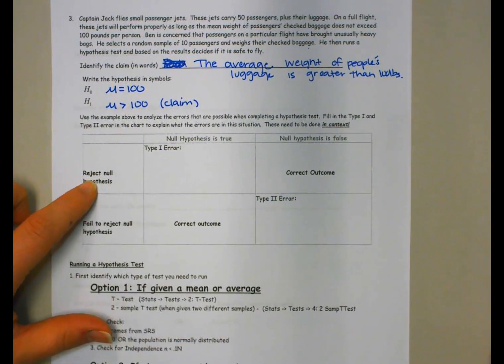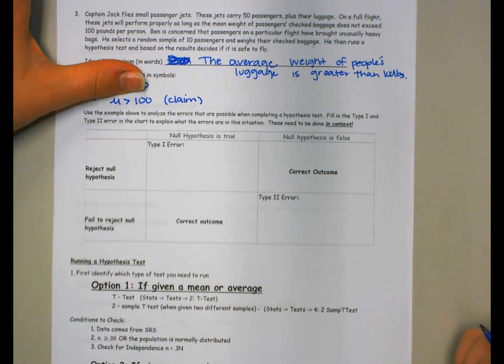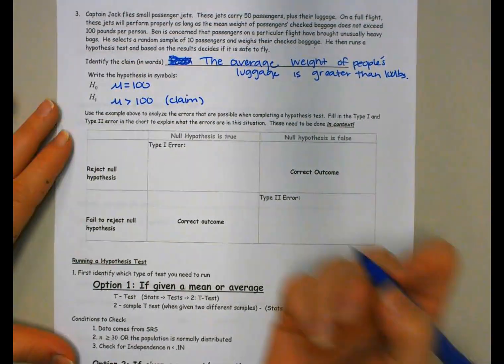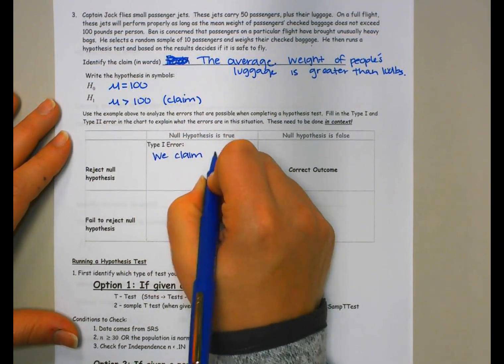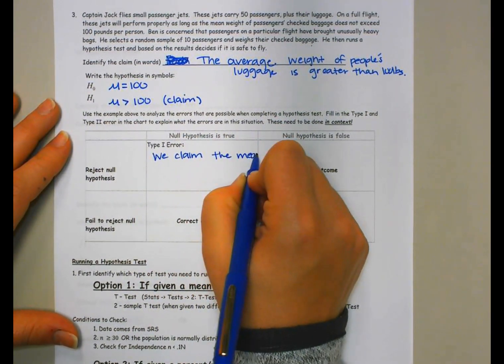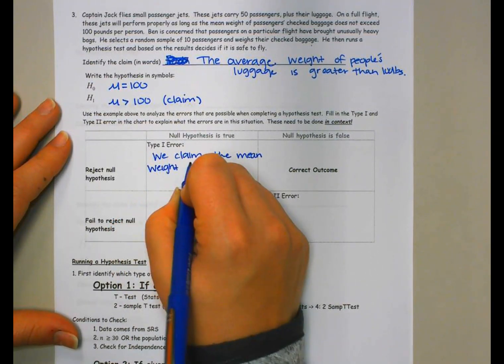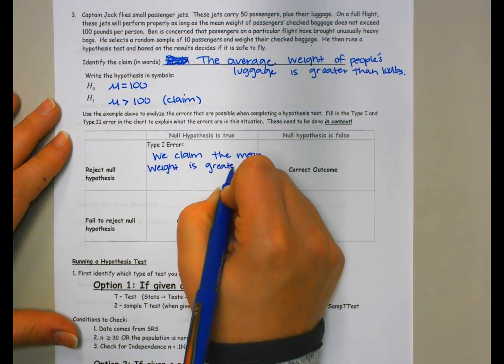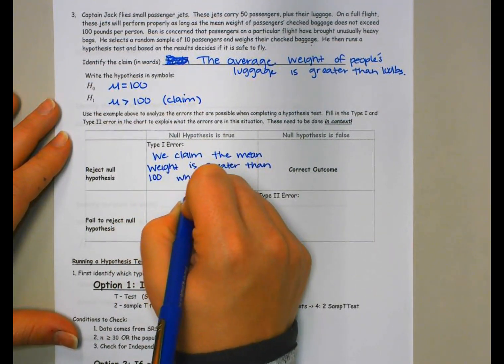So our type 1 error, we reject the null. So we say that it does exceed 100 pounds, but that's not true. So our type 1 is we claim the mean weight is greater than 100 when actually it's not.